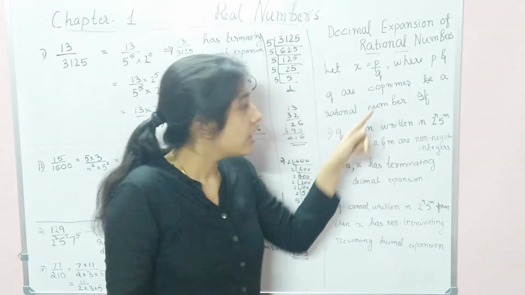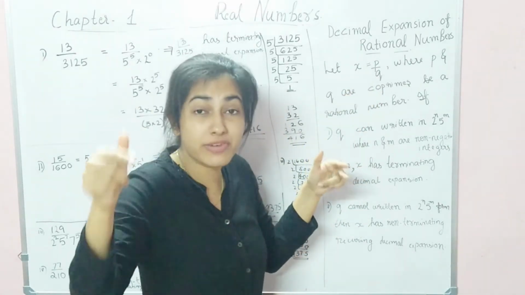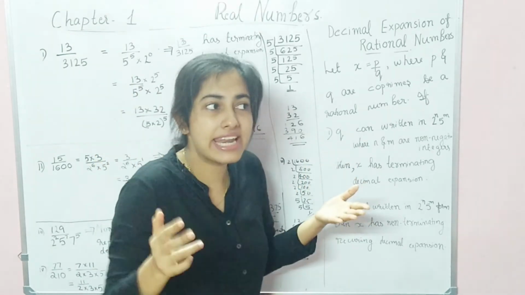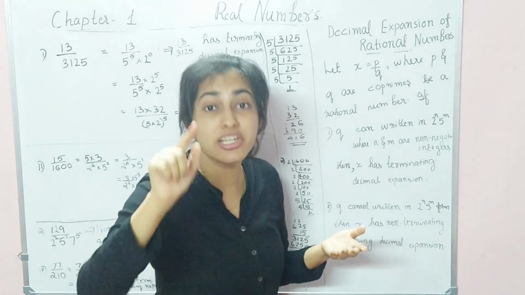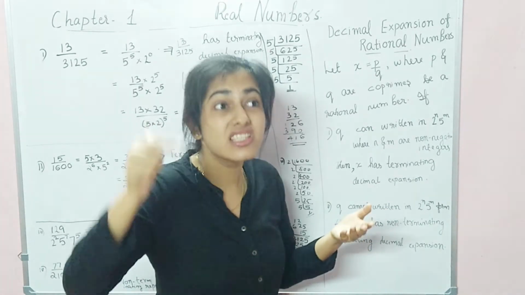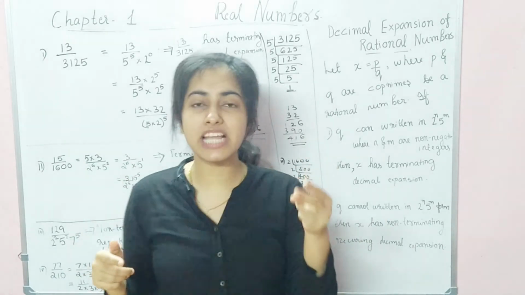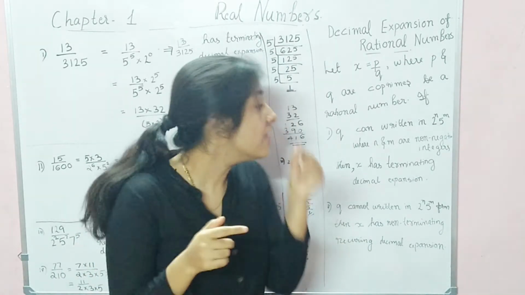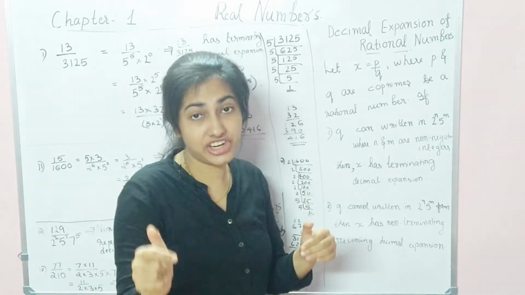If not, if q is not of the form 2 raised to n into 5 raised to m, where n and m are non-negative integers, then the decimal expansion of x is non-terminating recurring. We know that the decimal expansion of a rational number will be either terminating or non-terminating recurring.